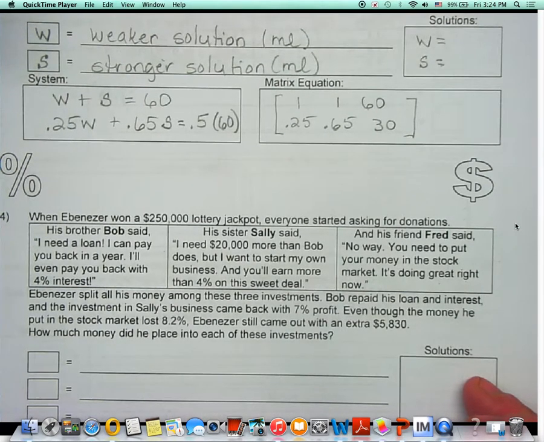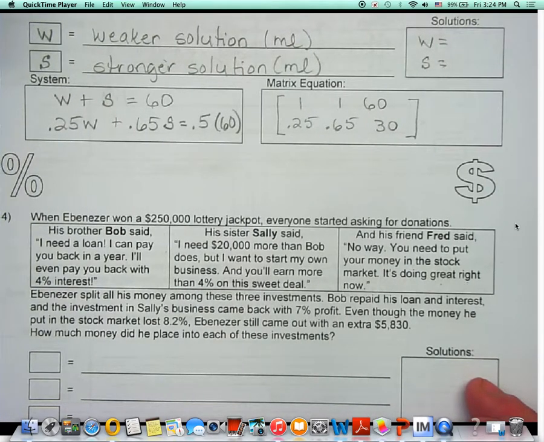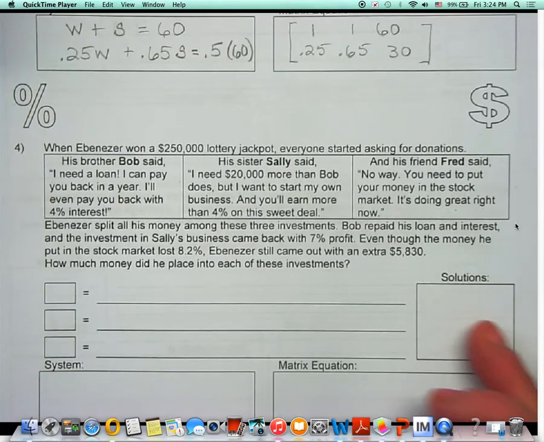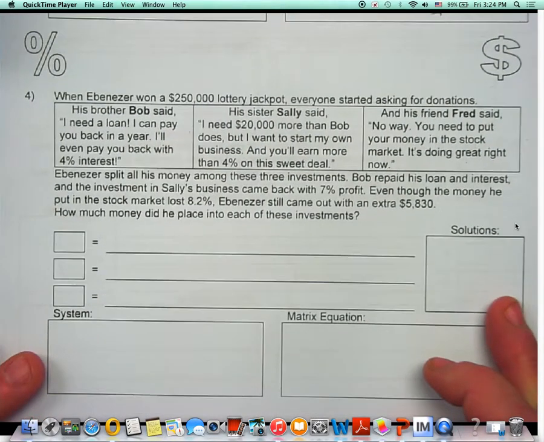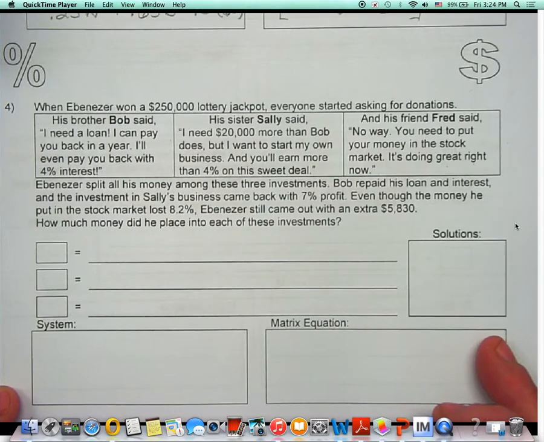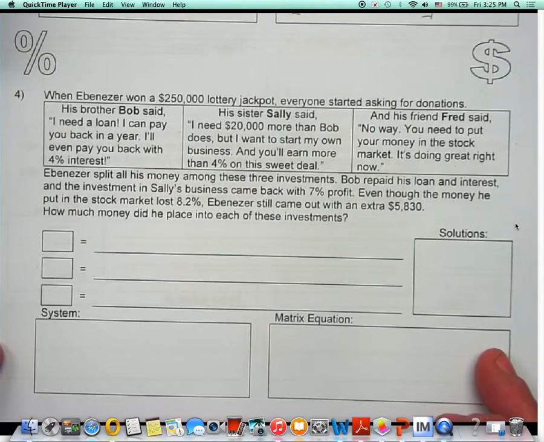We got one more, and it's Ebenezer, and he won the lottery. Ebenezer Scrooge. He isn't a Scrooge though, because well, maybe he is a little bit. Y'all ready for this one? When Ebenezer won a $250,000 lottery jackpot, everyone started asking for donations. So he has a brother, Bob, who said, I need a loan and I can pay you back in a year. I'll even pay you back with 4% interest.